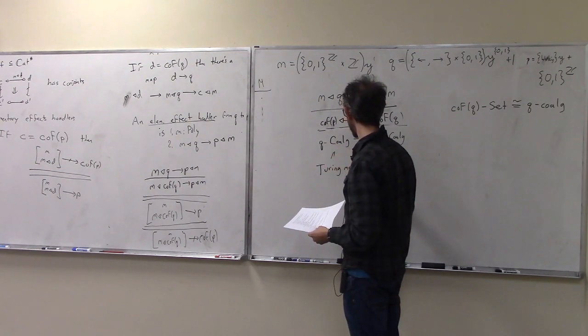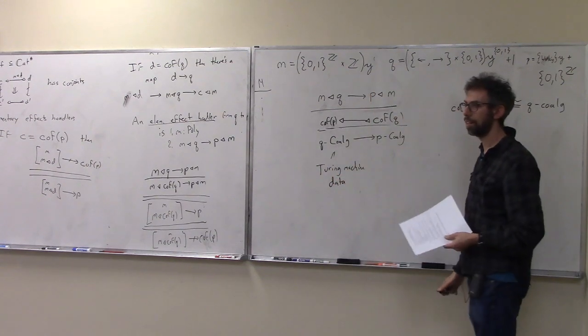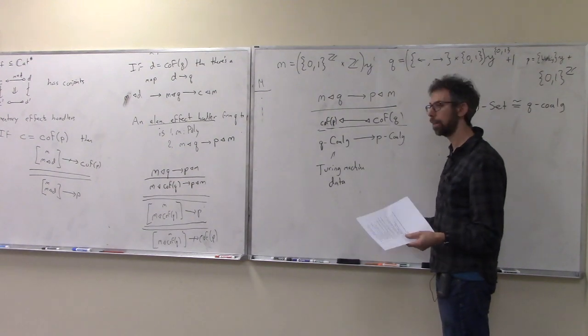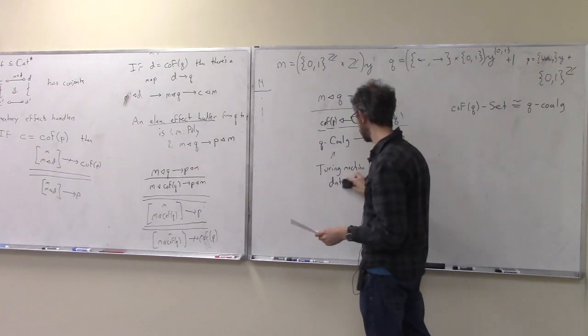Well, Turing machine data. Turing machines are classically like, they're sort of confused. This is like the data. It's like the finite state machine inside of a Turing machine. Yeah, it's a program, a Turing machine program. Yeah, Turing program.